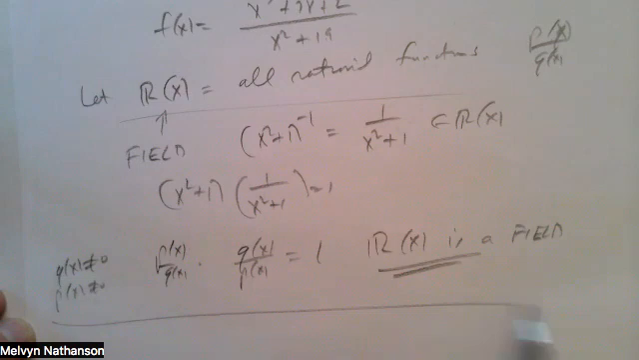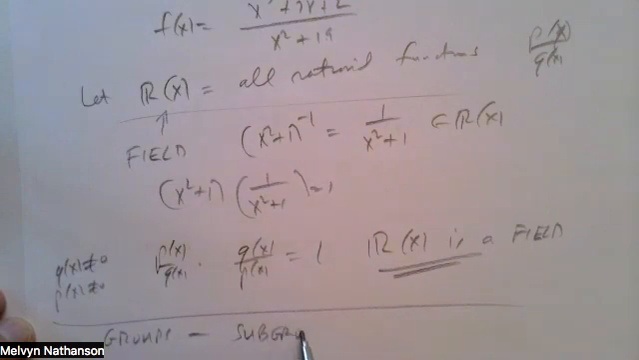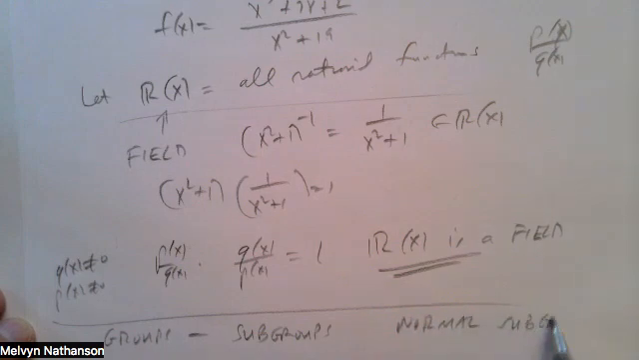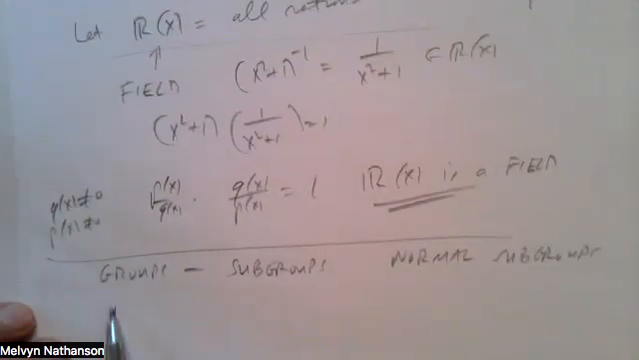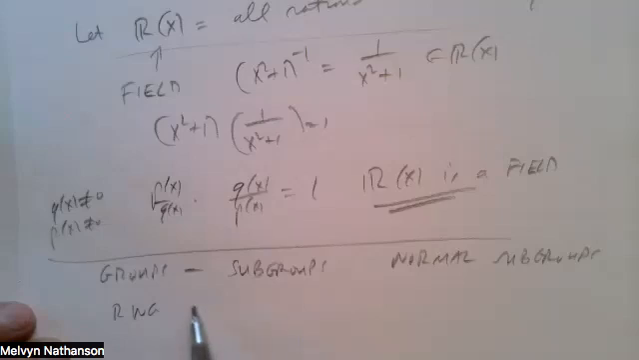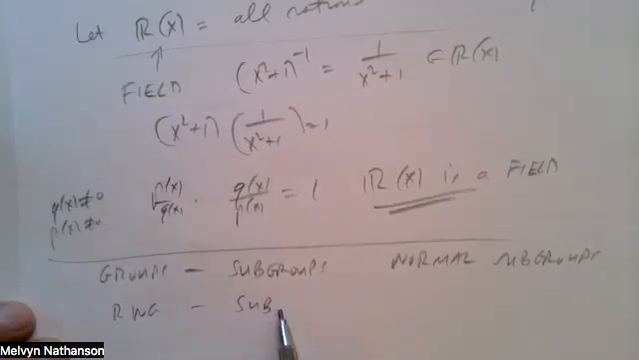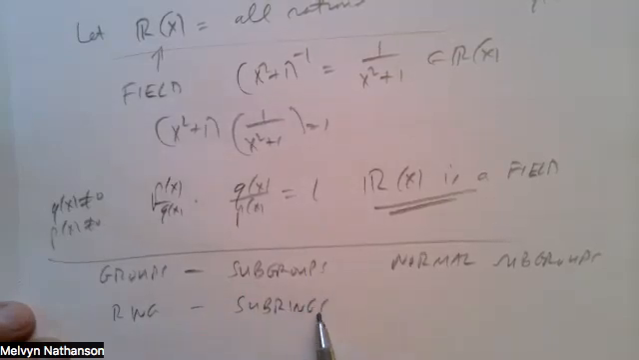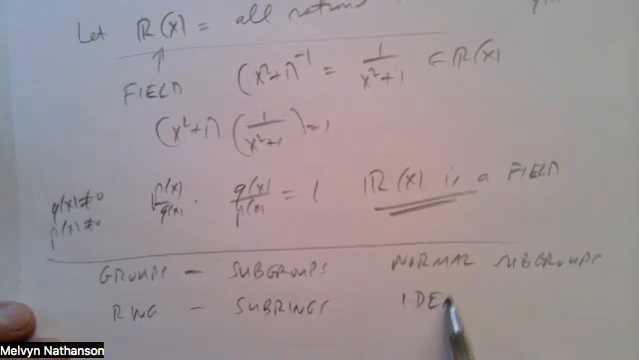Okay, so let's just draw an analogy. When we study groups, we learn about subgroups and normal subgroups. And in the case of rings, there are subrings of a ring and what are called ideals.